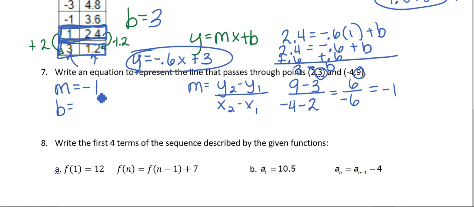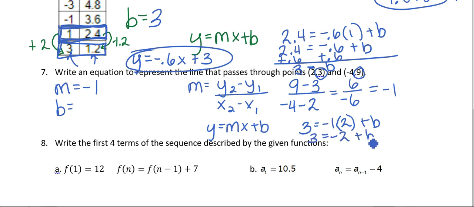So just like we did with our table, I'm going to use my y equals mx plus b. I'm going to choose one of my coordinates, so I'm going to choose (2, 3), and plug it into my formula. So I'm going to plug in 3 for y, negative 1 for my slope, so negative 1 times 2, my x value, and I'm looking for b. So negative 2 plus b equals 3. Still looking for b. I'm going to add 2 to both sides. So 5 equals b.